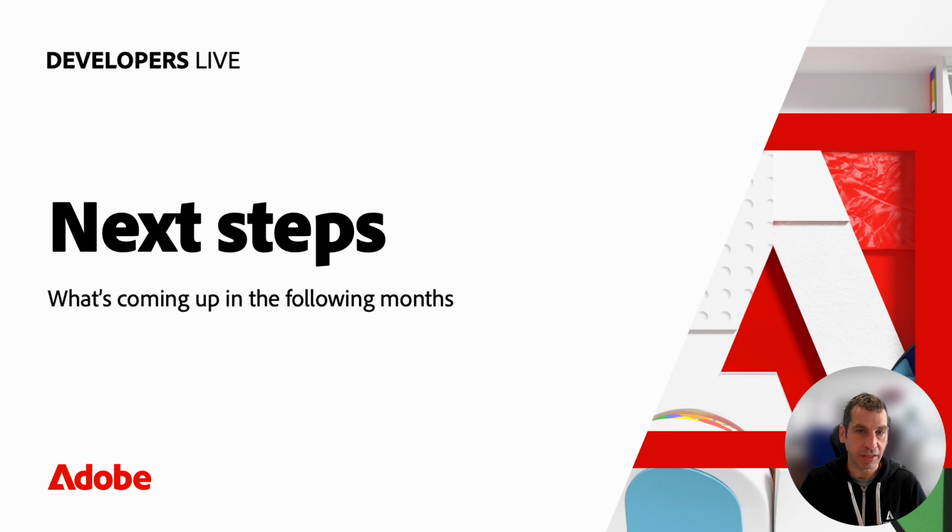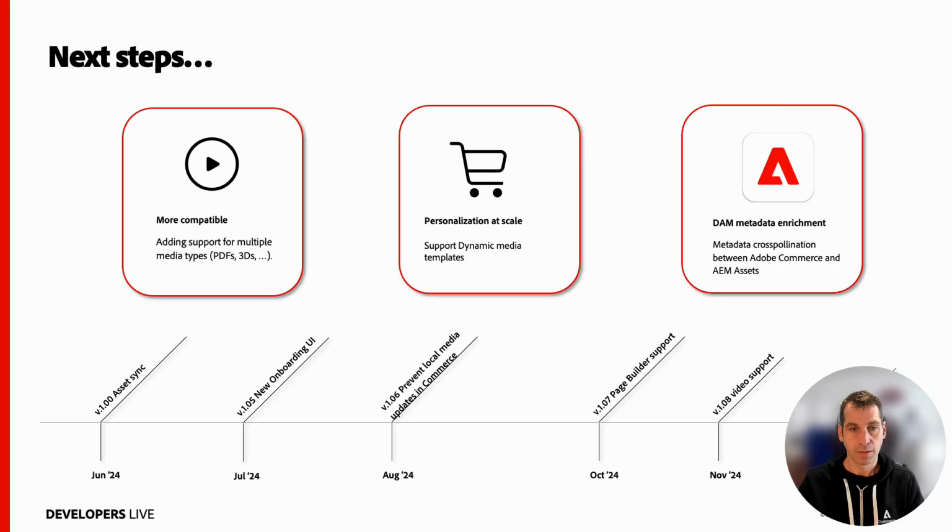Before ending this presentation, I would like to take a quick look at the next steps and explain what's coming up in the following months in regards to the IAM assets integration. Here, you can see two things. Looking at the bottom, there is a timeline we have been following in the last months about the different extension releases, adding support for new functionalities on each one of them. On the top, you can find the next 3 major features in the roadmap for 2025.